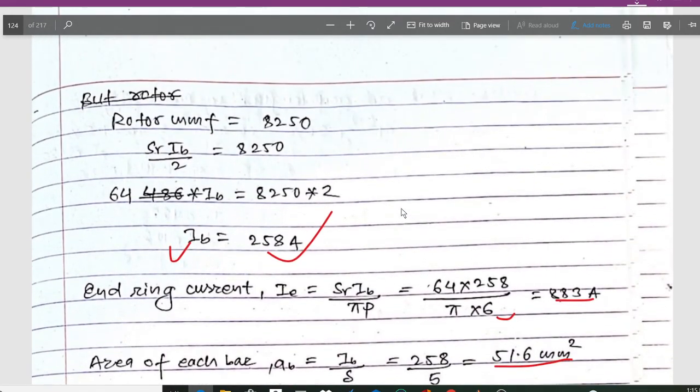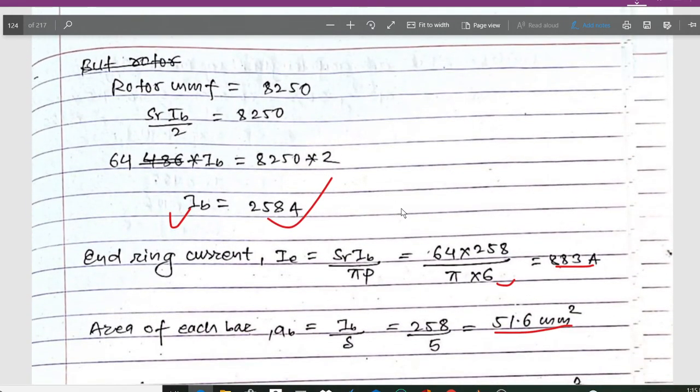So in this way you can calculate such types of numerical problems.